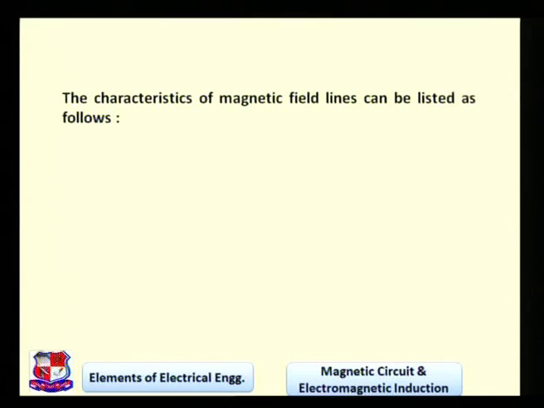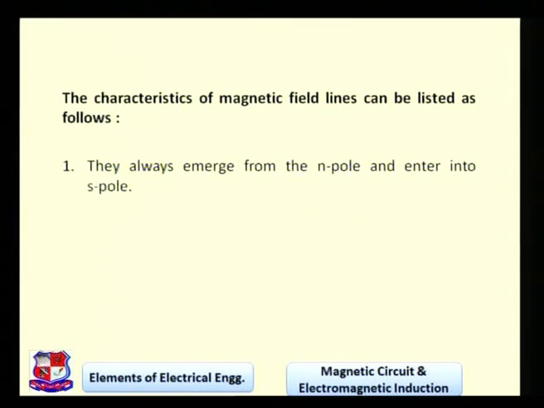Now we will see the characteristics of magnetic field lines. We saw the characteristics of electrical field lines, same in magnetic field. The first characteristic is that the magnetic field lines always emerge from the N pole and enter into the S pole. In electrical field we saw that the electrical field lines always originate from positive charge and end up at the negative charge. So in magnetic field, the magnetic field lines always emerge from the N pole, which is north pole, and enter into the south pole.